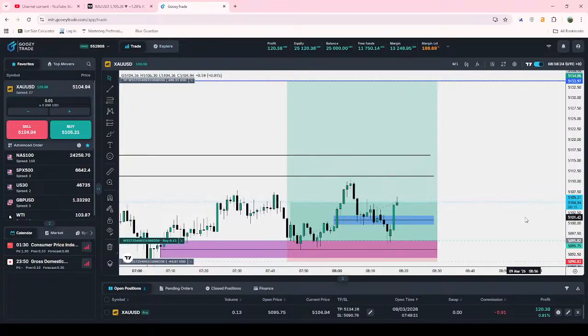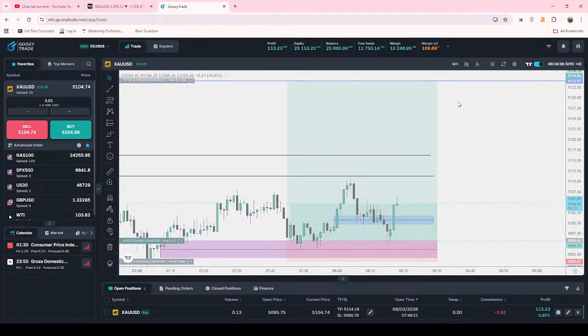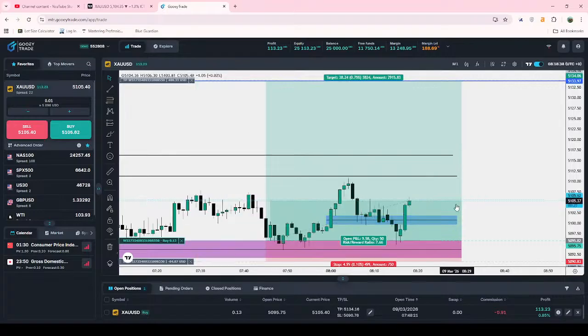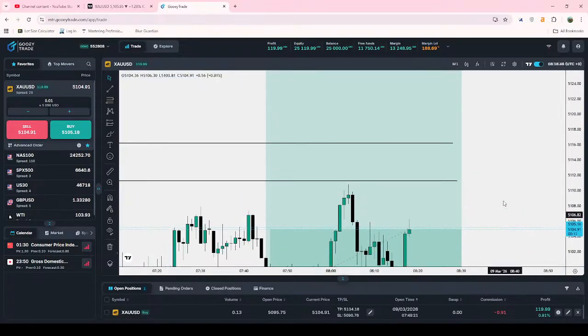So we had a market structure shift in 1 minute time frame too. Let's look at it in 5 minutes time frame. That's a good candle. This candle did not take, or as I respect, the CISD model.